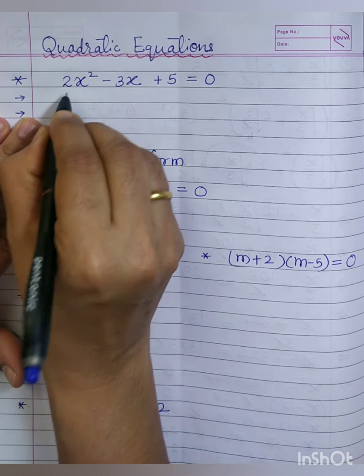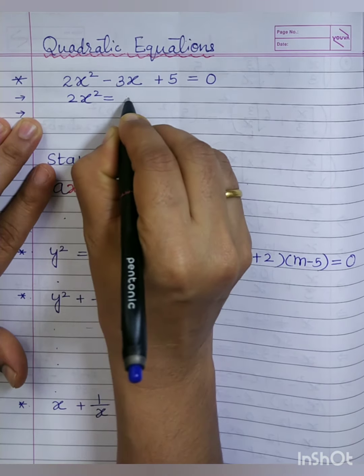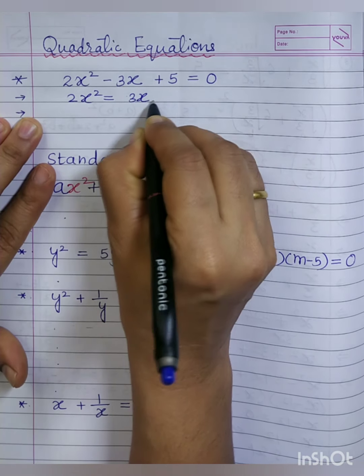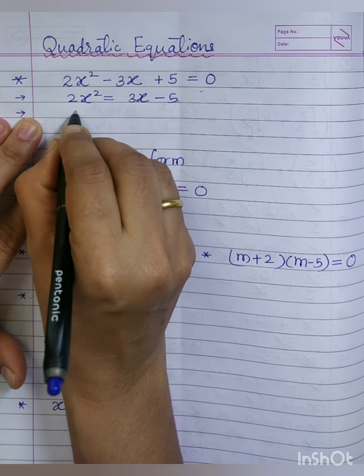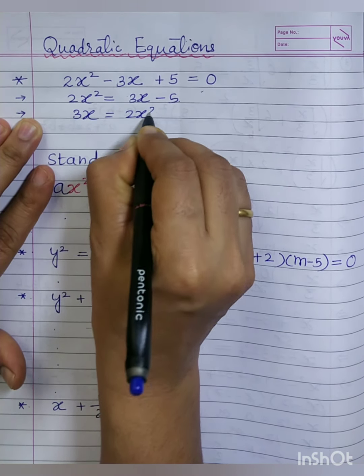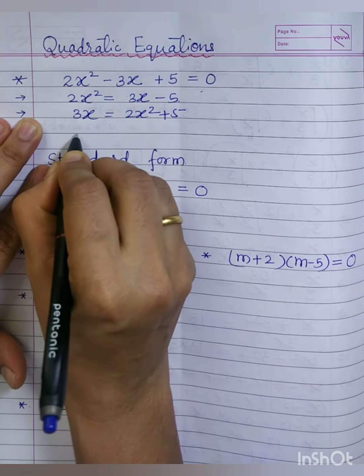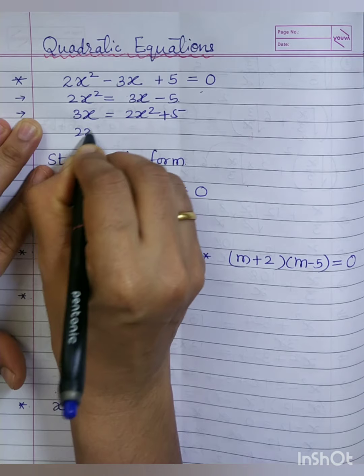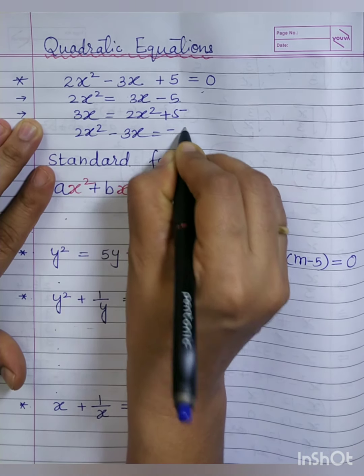Now the important part is that this equation can also be written this way: 2x square is equal to 3x minus 5. Still it is the same equation. You can write it as 3x is equal to 2x square plus 5. Is it a quadratic equation? Yes, it is a quadratic equation. Or 2x square minus 3x is equal to minus 5.